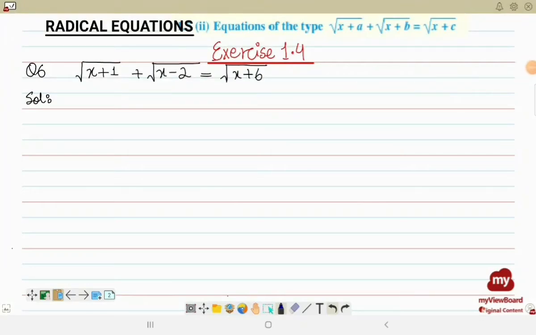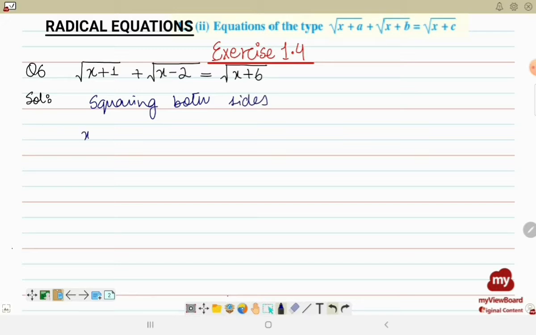Let's solve one more radical equation, which is given in question number 6 of exercise 1.4. Here again, we are having 3 radical signs. So we are supposed to solve this equation for the value of x. For that, we will remove the radical signs, and for that, we have to take the square on both sides of the equation. So we will write squaring both sides.